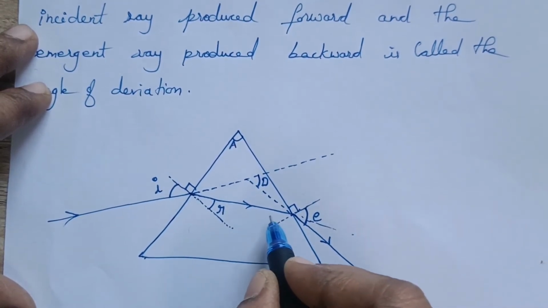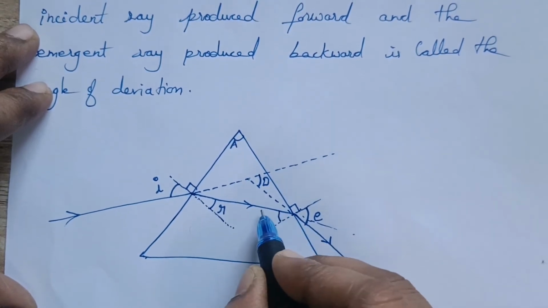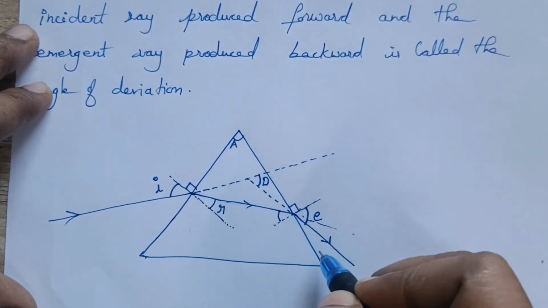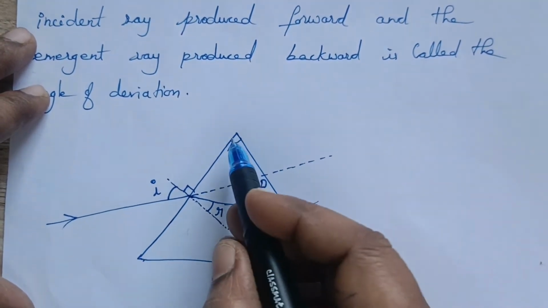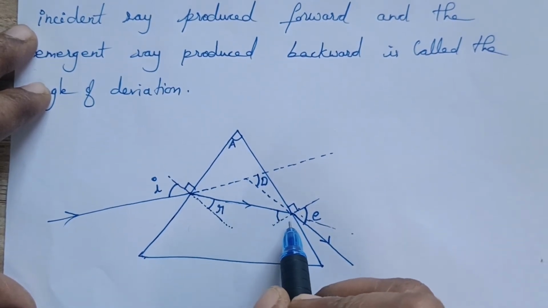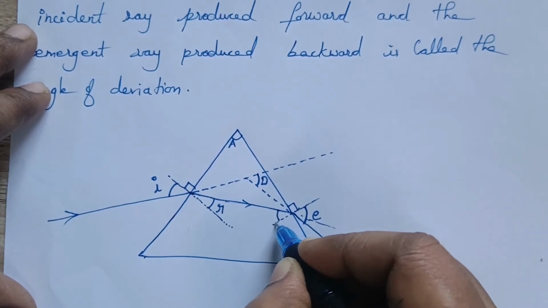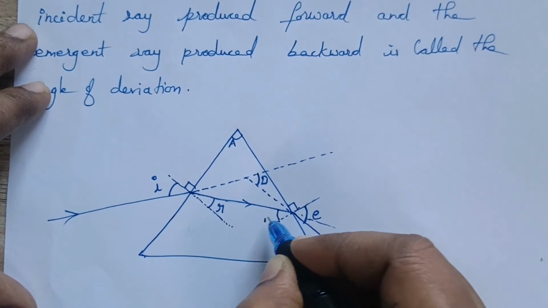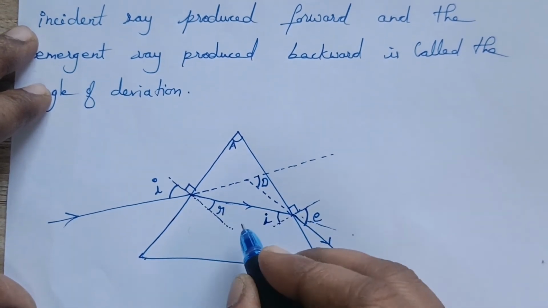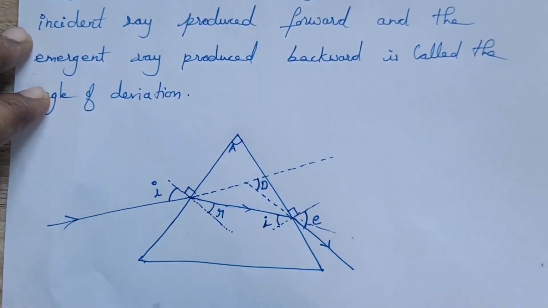Here the refracted ray itself acts as an incident ray for the second refraction. Two refractions are taking place, right? One at this surface, another at this surface. The refracted ray acts as the incident ray for the second surface. The angle between the normal and the incident ray is called the angle of incidence. So this is the refraction of light through the prism.